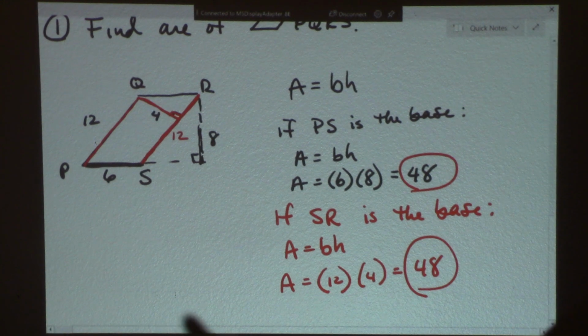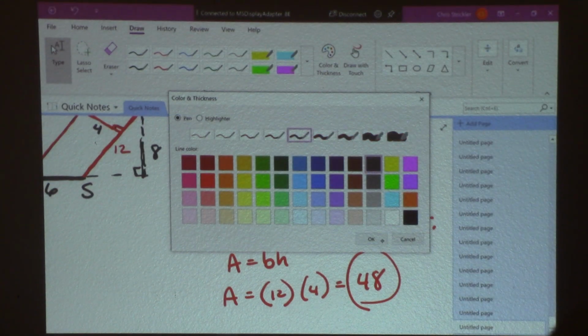Number 2. I'm going to change colors again.